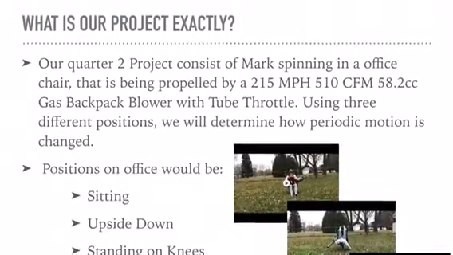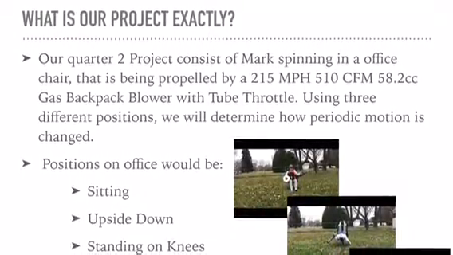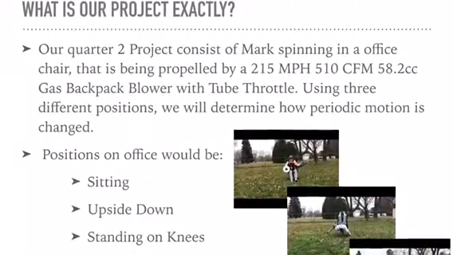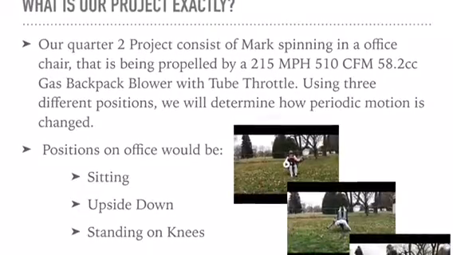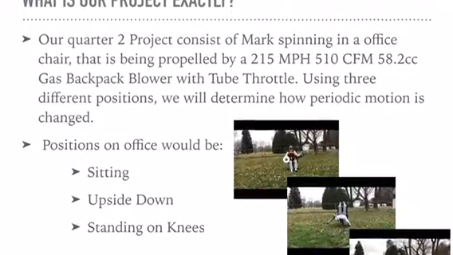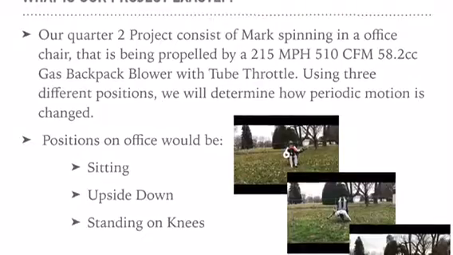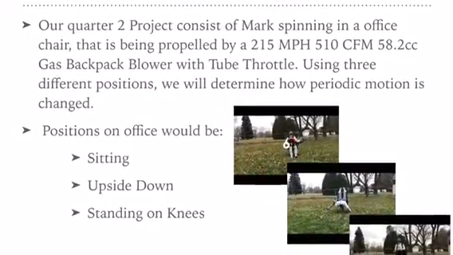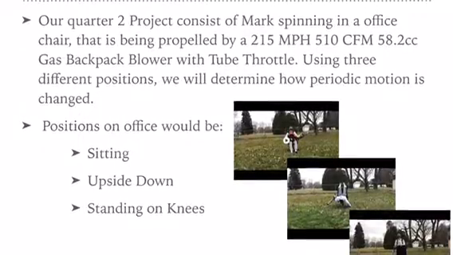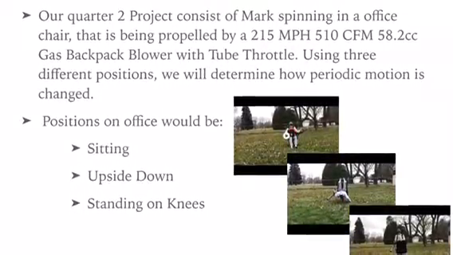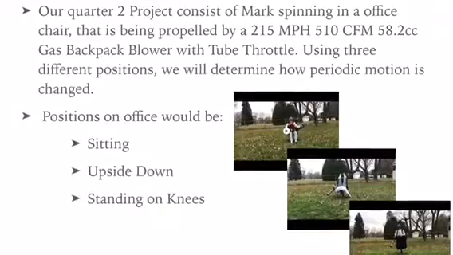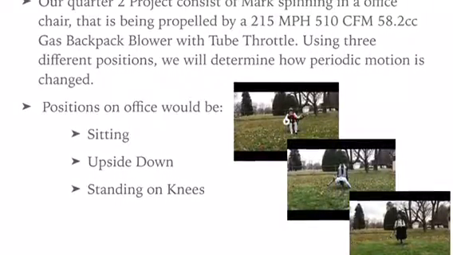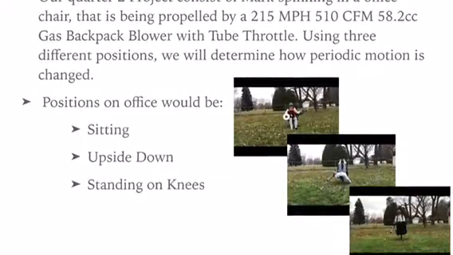What is our project exactly? Our Quarter 2 project consists of Mark spinning in an office chair that is being propelled by a 215 mile per hour, 510 CFM, 58.2 cc gas backpack blower with tube throttle. Using 3 different positions, we will determine how periodic motion is changed. The positions we will use on the office chair will be sitting down, sitting upside down, and standing on your knees.